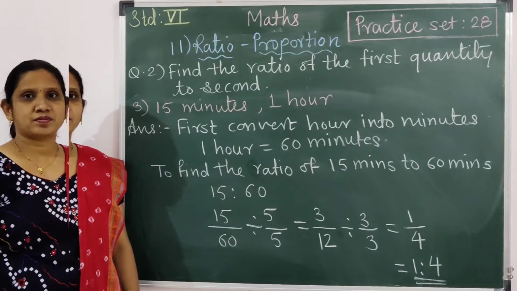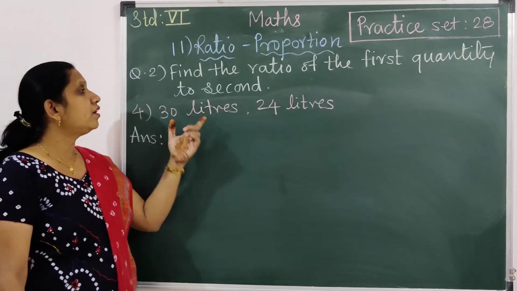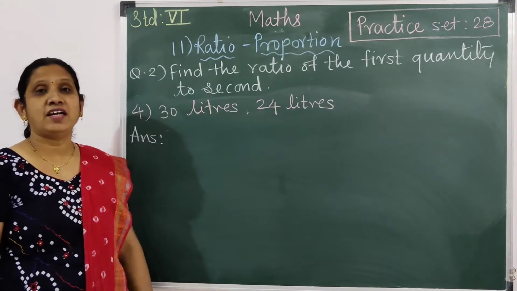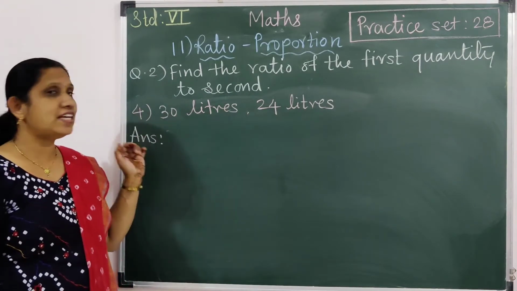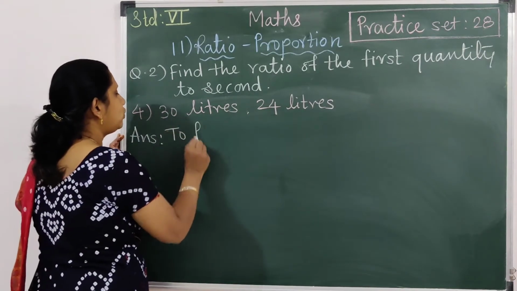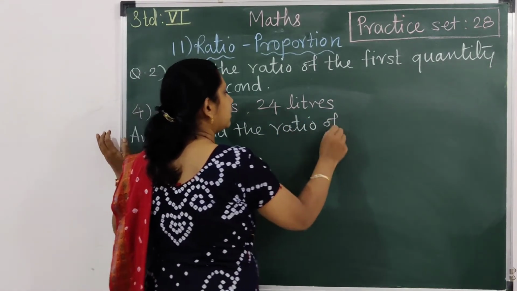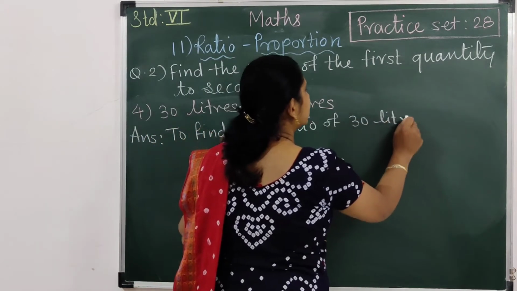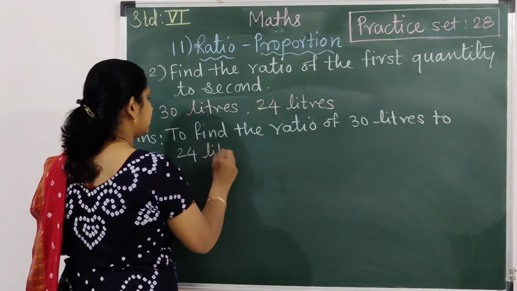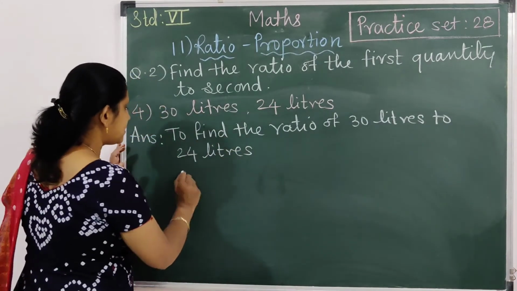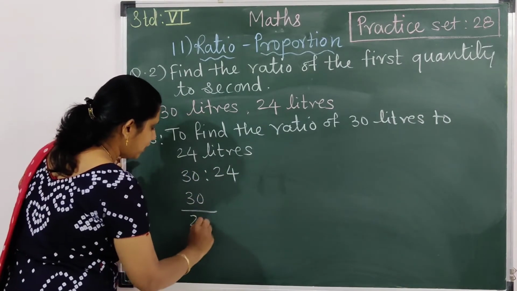See here students, in the fourth example, we have to find the ratio of 30 liters to 24 liters. Here we need not change any unit because both the terms are given in the same unit, that is liters. So to find the ratio of 30 liters to 24 liters, that is 30 is to 24. It means 30 upon 24.